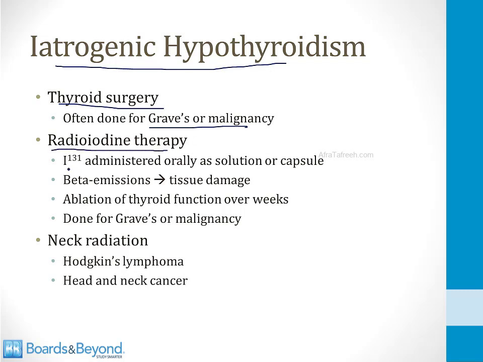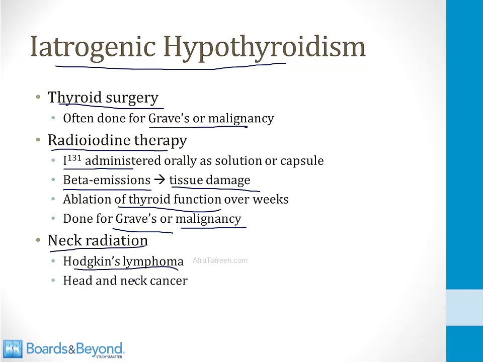As I mentioned before, you can administer iodine 131 as a solution or capsule, and the beta emission radiation will damage the tissue, and this will ablate the thyroid function over a few weeks. And this is a therapy that is often done for Graves or sometimes thyroid cancers. And then finally, many patients have received neck radiation, either for Hodgkin's lymphoma or head and neck cancer, and this will destroy the thyroid gland and make them hypothyroid, and they will need to go on thyroid replacement therapy.